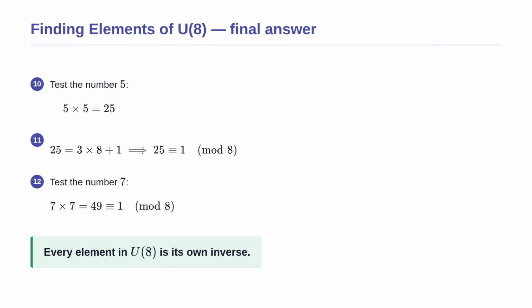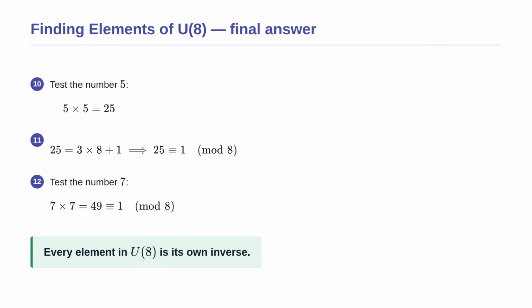Finally, if you test 7, you will find that 7 times 7 is 49. Dividing 49 by 8 gives 48 with a remainder of 1. This is a fascinating property of U of 8. Every single element is its own inverse. Physically, this means applying any operation twice returns the system perfectly to its starting state.